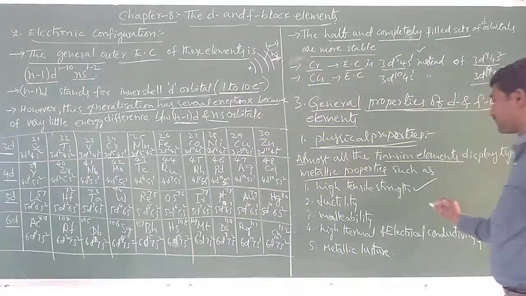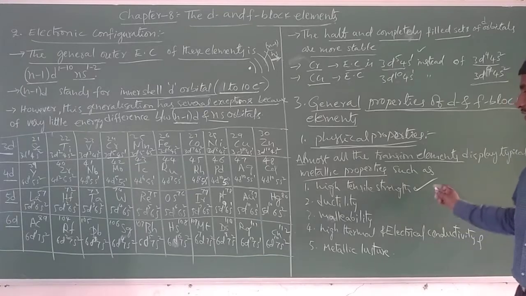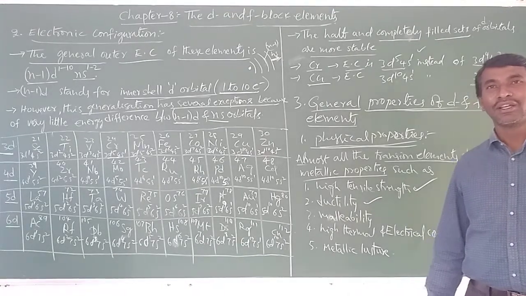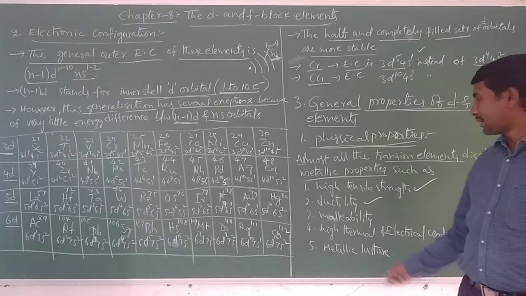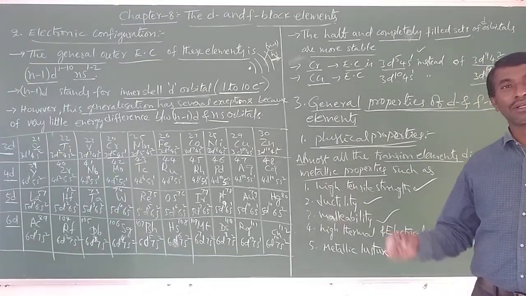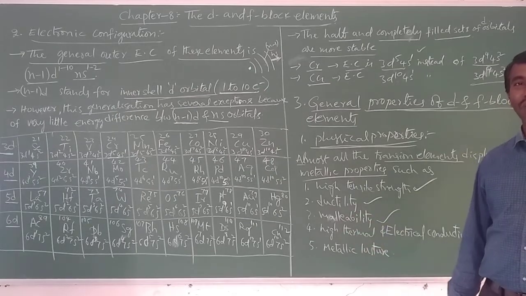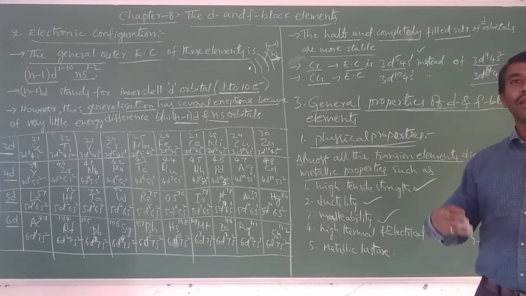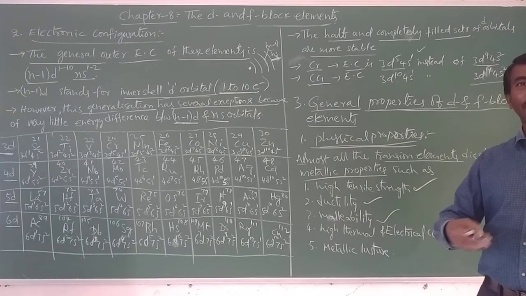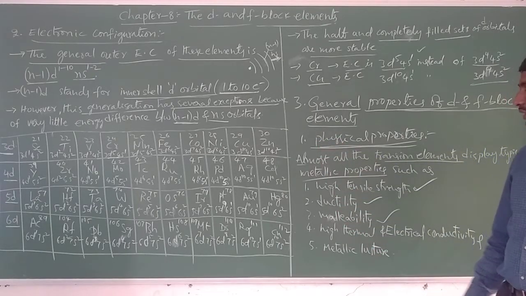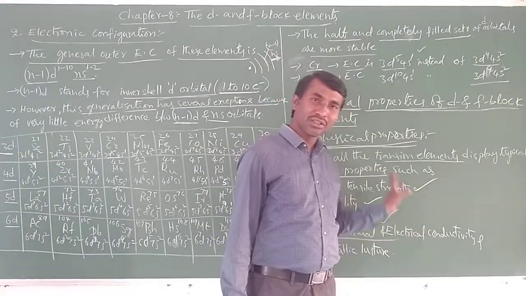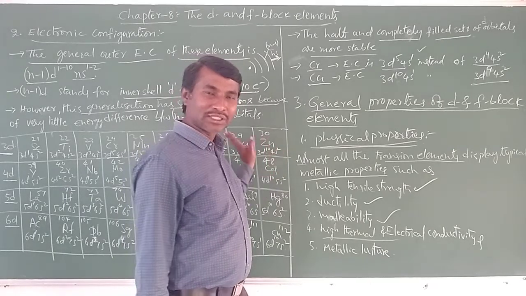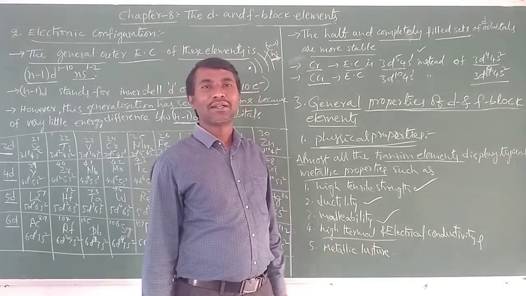Such as high tensile strength, ductility and malleability. We can make them into thin sheets, and we can make long wires. Then another one is high thermal and electrical conductivity. These transition elements conduct thermal energy and electrical energy.